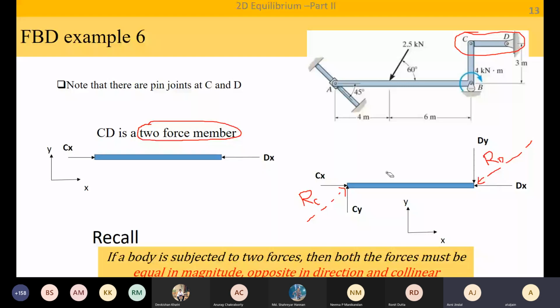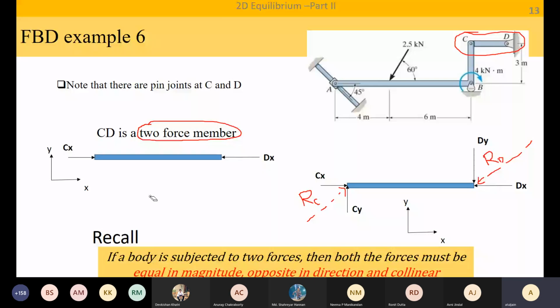So why are we applying them then? Why are we not removing CX and DX? That we will come to in the next slide. That's a very valid question, but let me come to that in the next slide. So everybody understands why CY and DY are 0 and why CX is equal to DX, yes or no? Yes, sir. Okay.